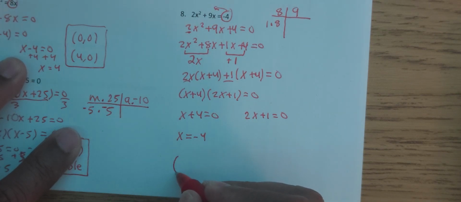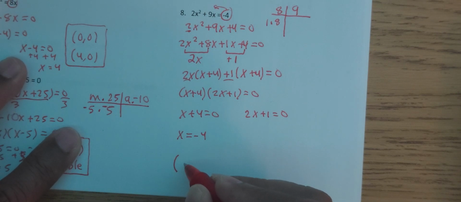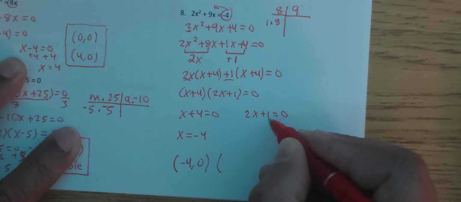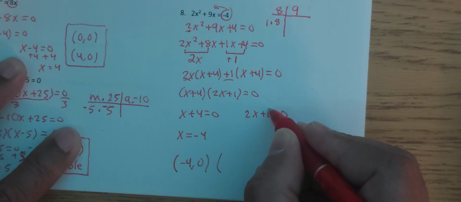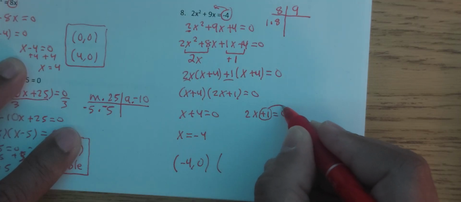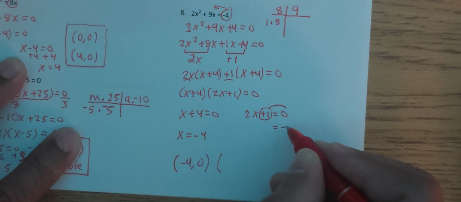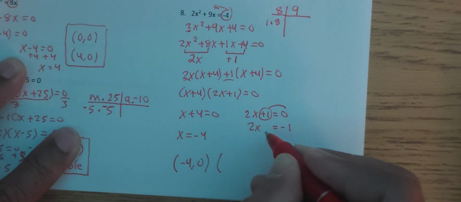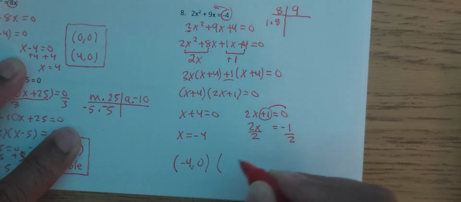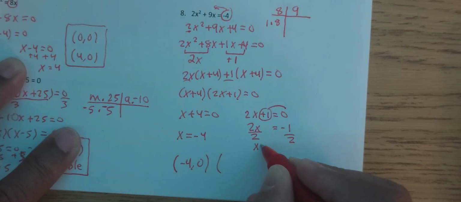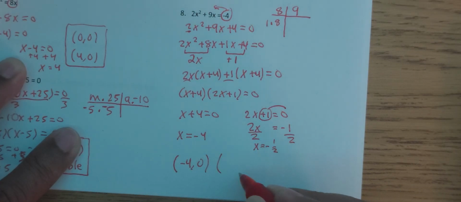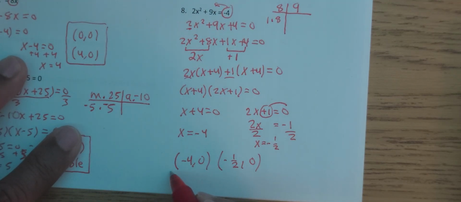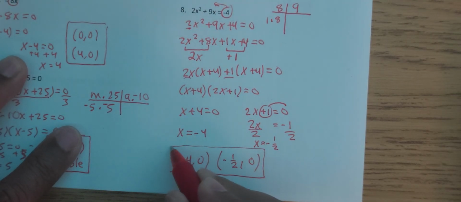So one point of intersection with the x-axis, or x-intercept, is (-4, 0). And the other, I'm going to jump the 1 to this side, so this becomes -1, and then divide by 2. So the other point has coordinates of (-1/2, 0). So these are the two points of intersection for this graph.